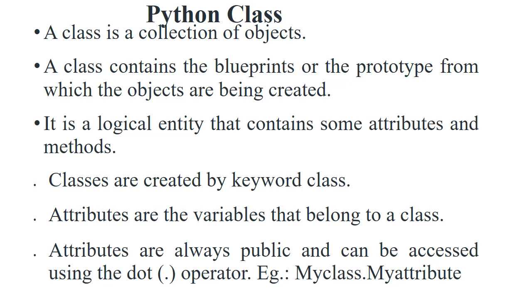Python class: a class is a collection of objects. So it is like a blueprint, a template, a base for the object. It consists of attributes and methods. Classes are created by the keyword class. Attributes are variables which belong to a class. They are always public. So outside also, using the class name, we can access the attributes and methods.